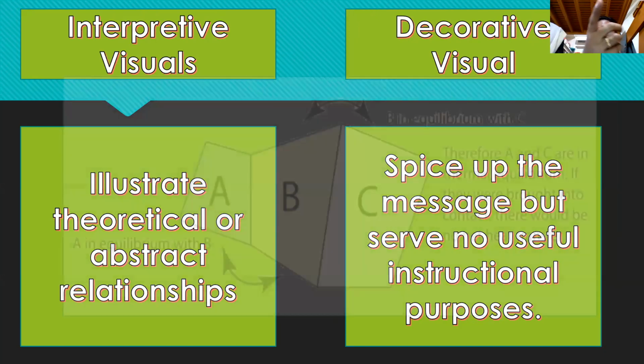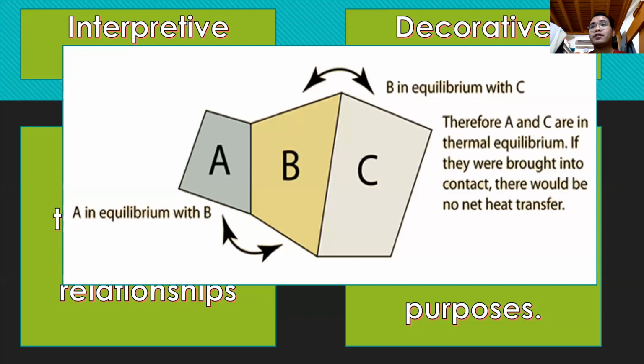Halimbawa niyan ito. Okay? You may not understand this because this is a theory in physics. No? It's called zeroth law of thermodynamics. If system A is in contact with system B, at one point they will have the same temperature. And if system B is in thermal contact with system C, then at one point they will also have the same temperature. In other words, all these systems will have the same temperature at one specific point of time. And when that happens, we call that thermal equilibrium.